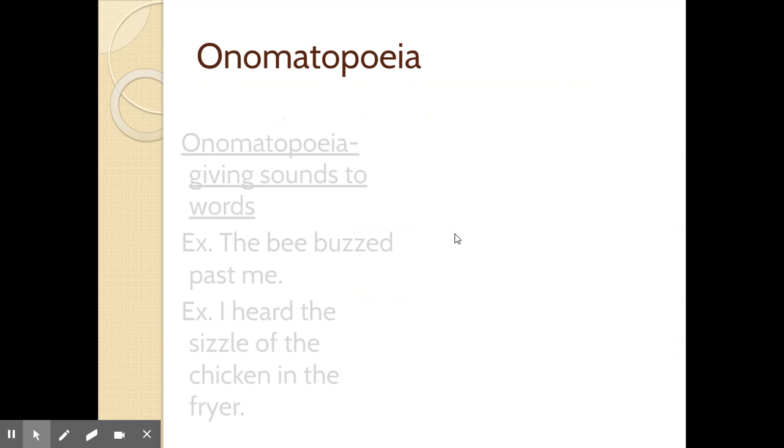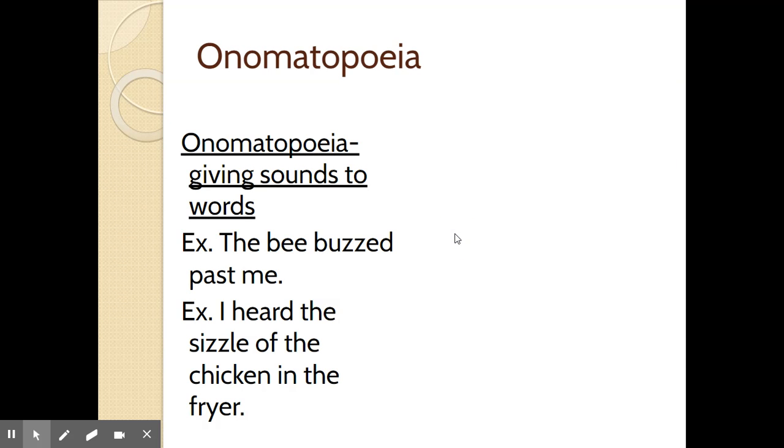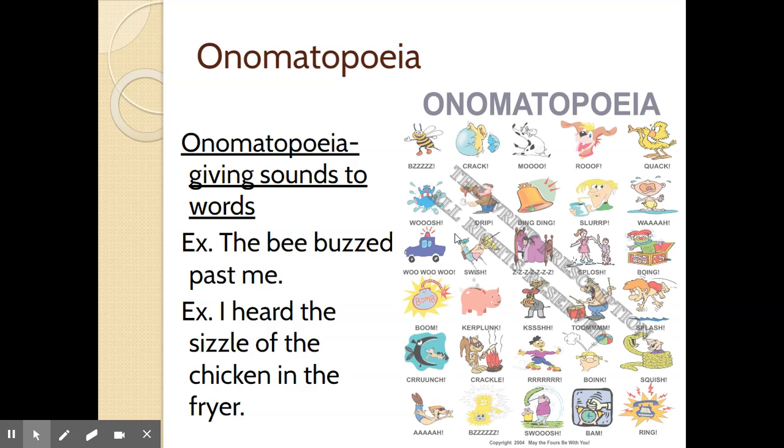Anyway, moving on. Onomatopoeia is giving sounds to words. So example is the bee buzzed past me, or I heard the sizzle of the chicken on the fryer. So onomatopoeia are words. And words, by the way, is a human creation. So we use words to describe things.